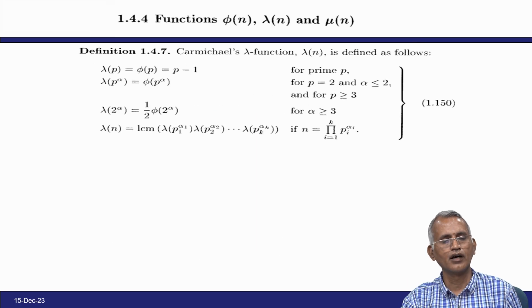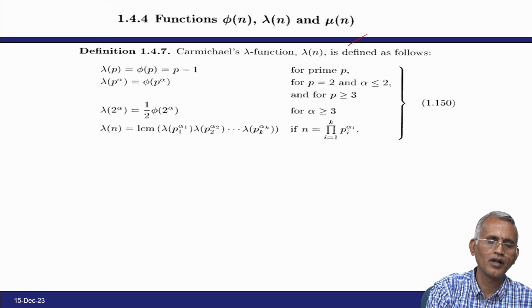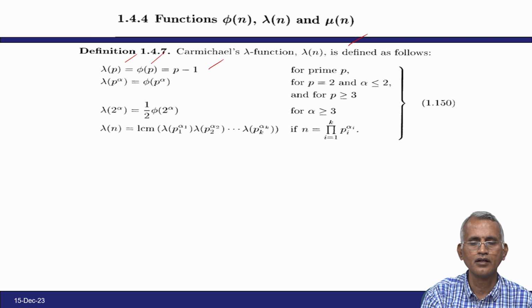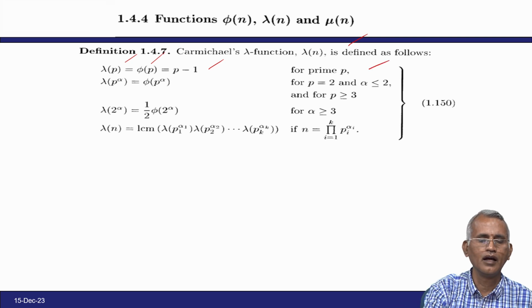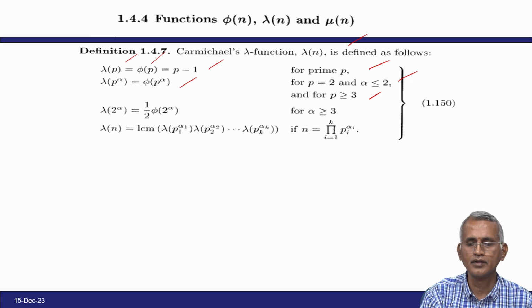Now we are going to discuss the Carmichael lambda function, where lambda n is defined as follows. For prime p, lambda of p is equal to phi of p, which is p minus 1, and lambda of p power alpha is phi of p power alpha, for p equal to 2 and alpha less than or equal to 2, and for p greater than or equal to 3 also it holds good.